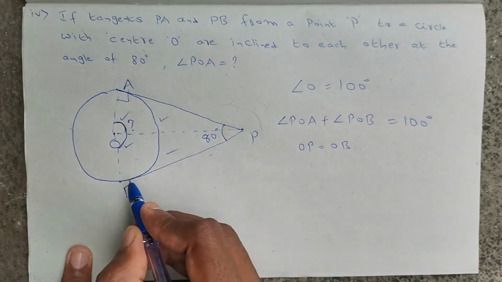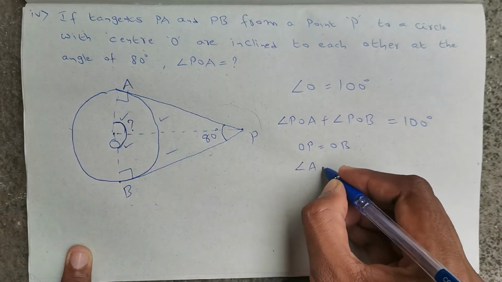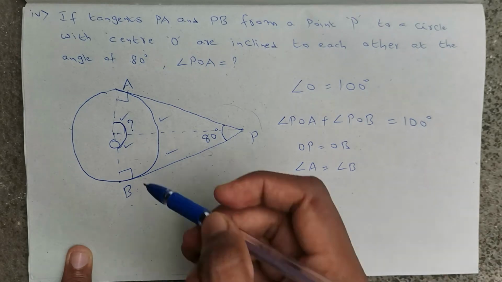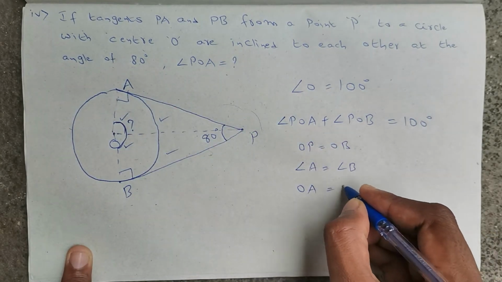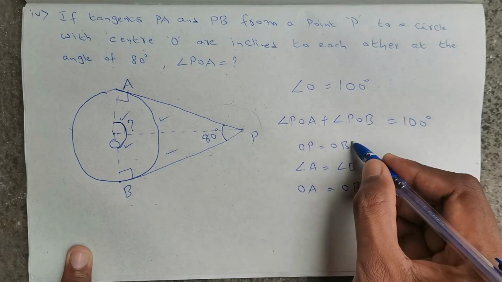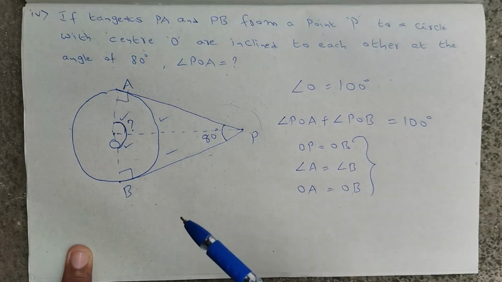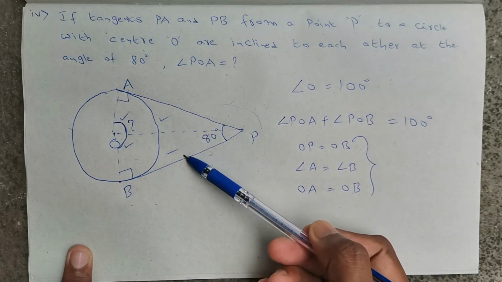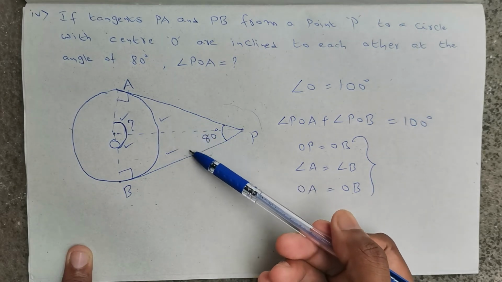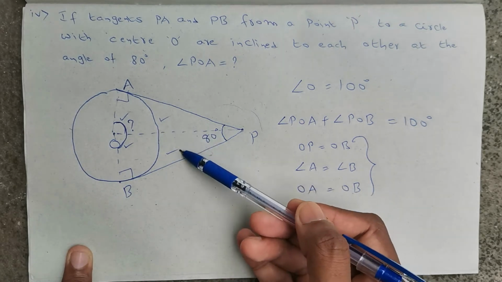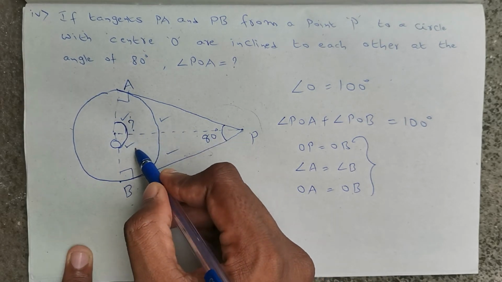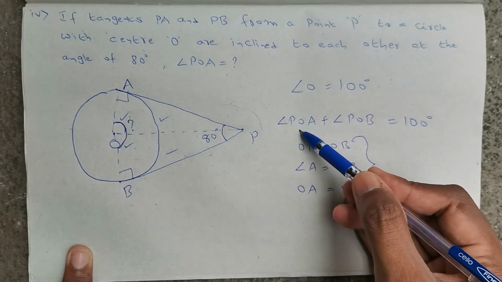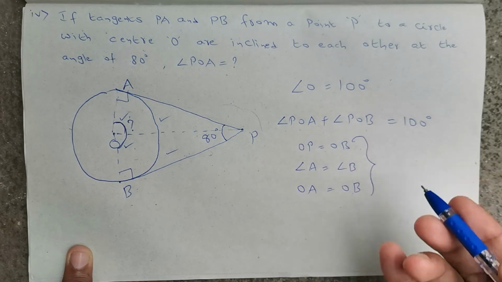Here the angle is 90 degrees, here the angle is 90 degrees. So angle A is equal to angle B. OA is the radius, OB is the radius, so radii are always equal. So OA is equal to OB. From this we can conclude that the upper triangle is exactly equal, otherwise congruent, to the lower triangle. If these two are congruent, the upper angle is exactly equal to this lower angle. So POA is exactly the same as POB.